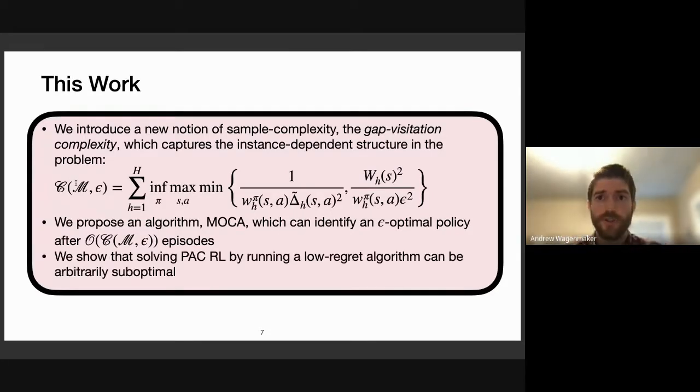And then the final thing, we show that to answer the second question we posed, which is what are existing algorithms doing? Are they taking into account the instance-dependent structure? We show, in fact, that most existing algorithms are not. So we can show, using this instance-dependent quantification, that pretty much all low regret algorithms can be arbitrarily suboptimal if your goal is to find a good policy for PAC RL.